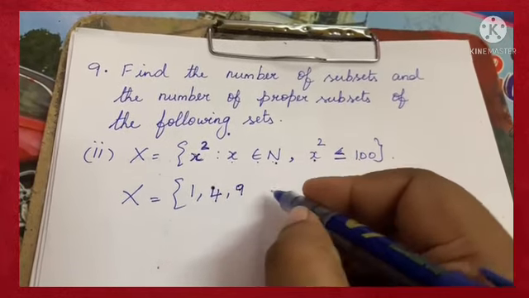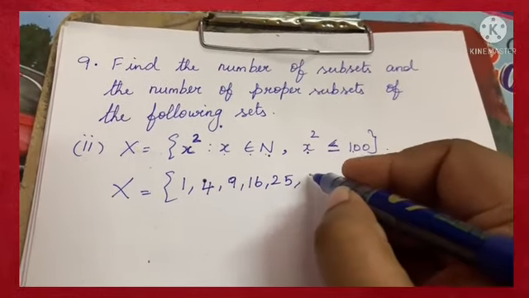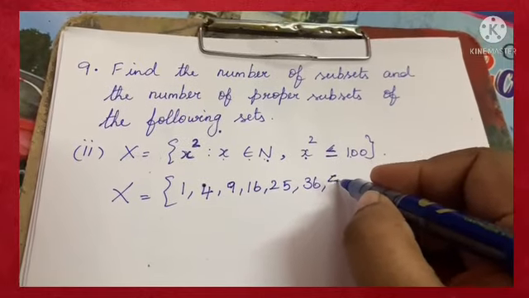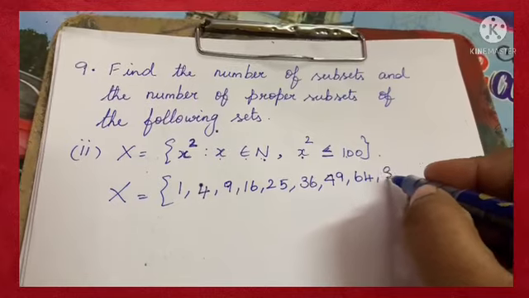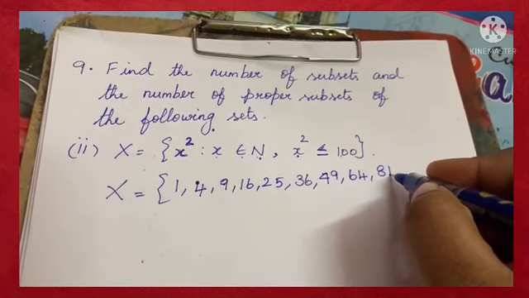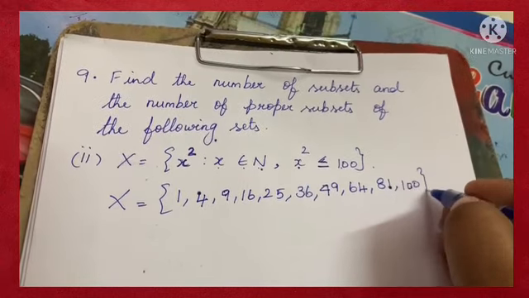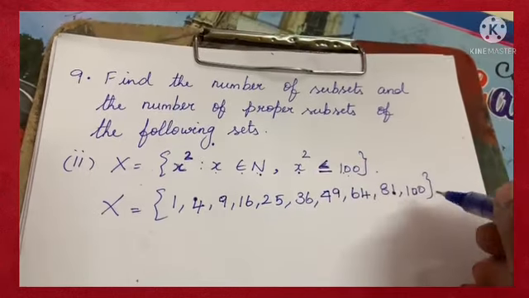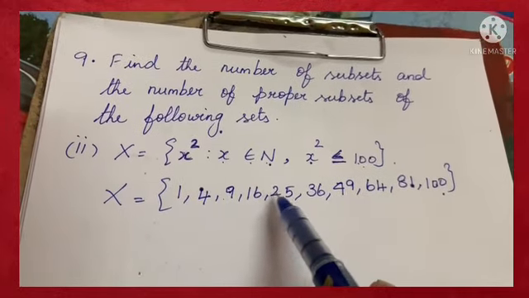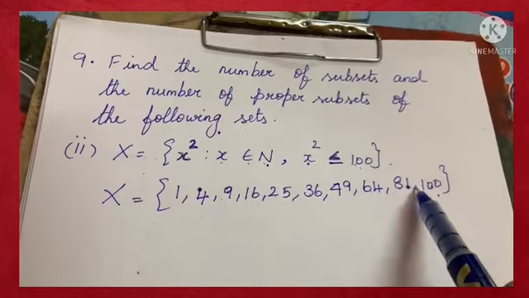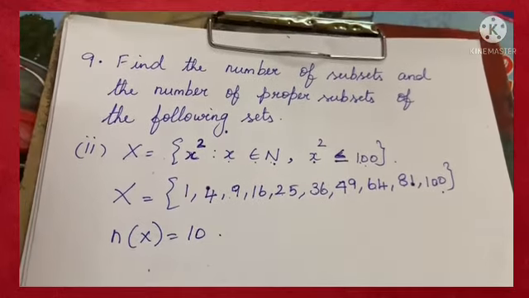3 square, 9. 16. 25. 6 square, 7 square, 8 square, 9 square, and 10 square. Because they have given you it is equal to 100, so I can include this 100 also. So now count 1, 2, 3, 4, 5, 6, 7, 8, 9, 10. So the number of elements in X is 10.